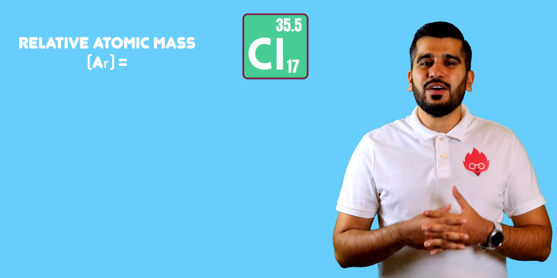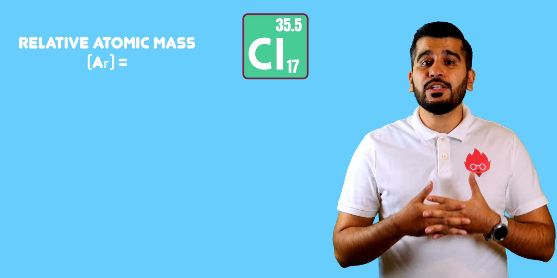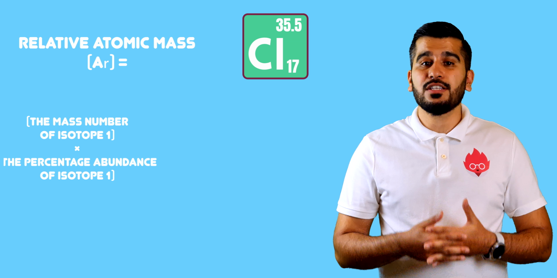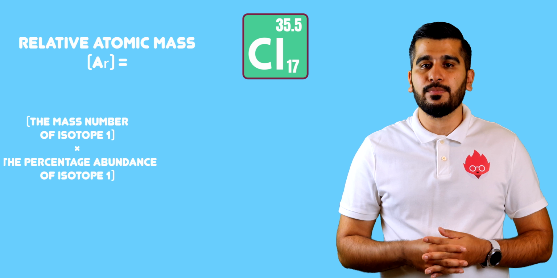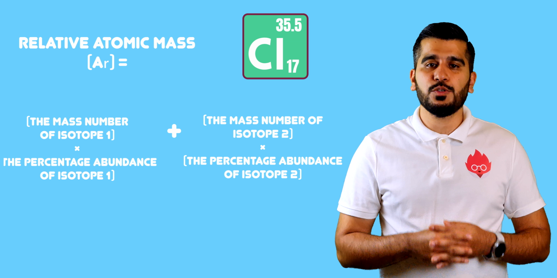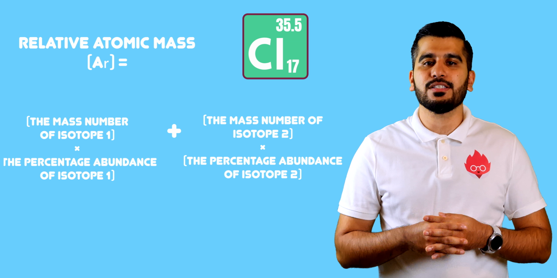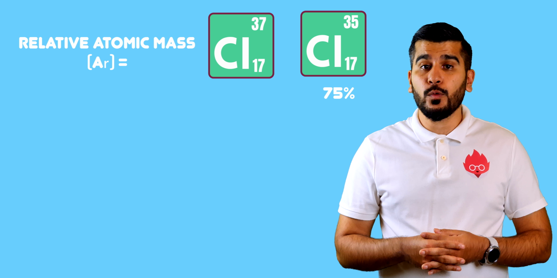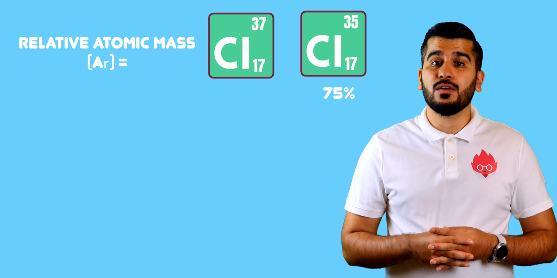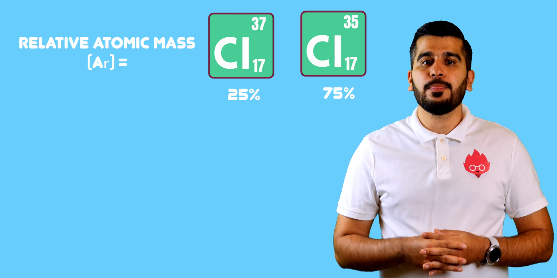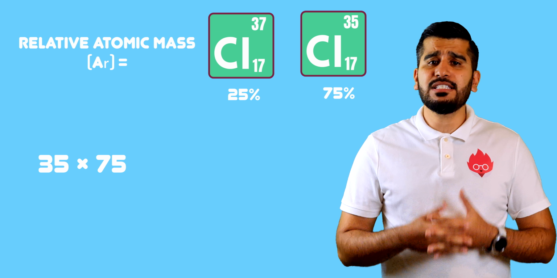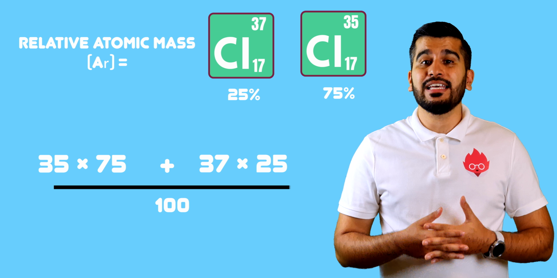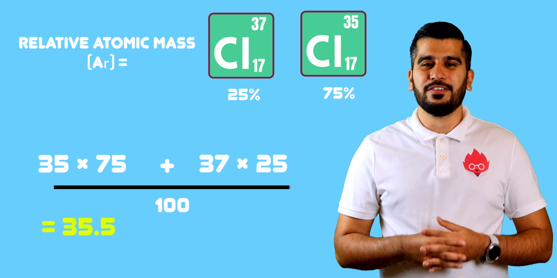So for example, to calculate the relative atomic mass of chlorine, we can use this equation, where the relative atomic mass is equal to the mass number of isotope 1 times the percentage abundance of isotope 1, plus the mass number of isotope 2 times the percentage abundance of isotope 2, divided by 100. So how would we calculate the relative atomic mass of chlorine if it consisted of 75% of chlorine-35 and 25% of chlorine-37? We would do 75 times 35 plus 25 times 37, divided by 100, giving us an answer of 35.5.